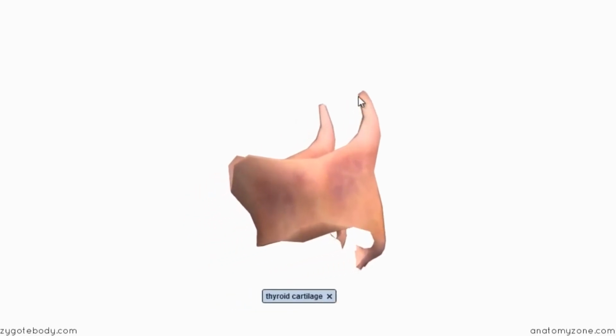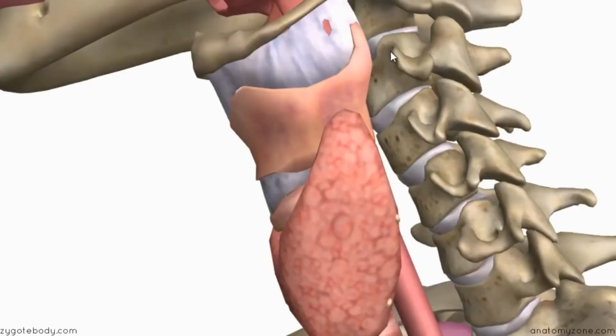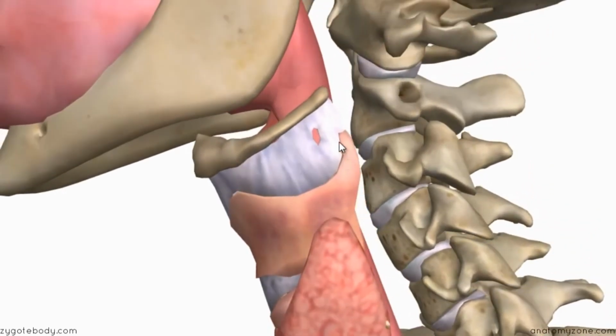At the top we have something called the superior horn, and we have one on either side, and at the bottom we also have an inferior horn. I've brought the other structures in, and you can see the superior horn here. It connects via a thickening of this membrane to the hyoid bone. So it connects to the greater horn of the hyoid bone via a ligament, which is a thickening of the thyrohyoid membrane.